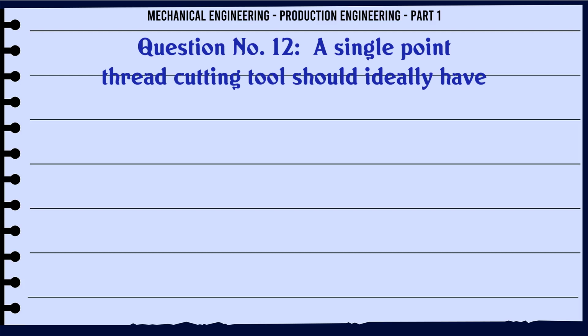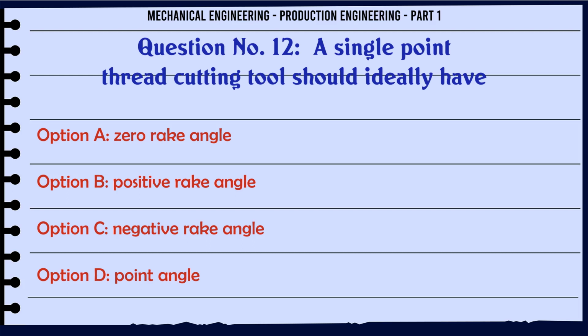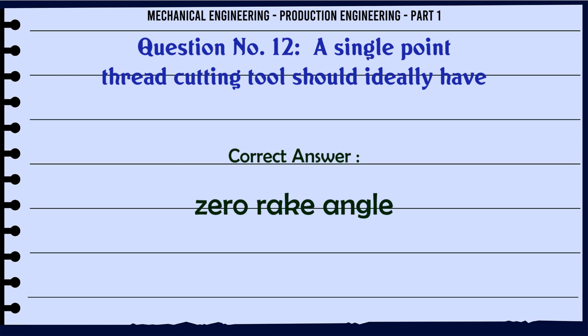A single point thread cutting tool should ideally have A. zero rake angle. B. positive rake angle. C. negative rake angle. D. point angle. The correct answer is zero rake angle.